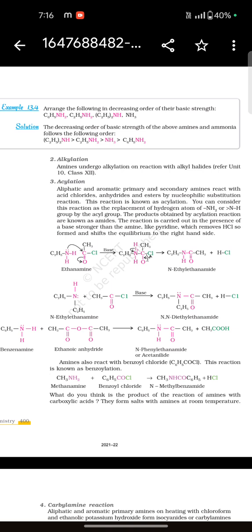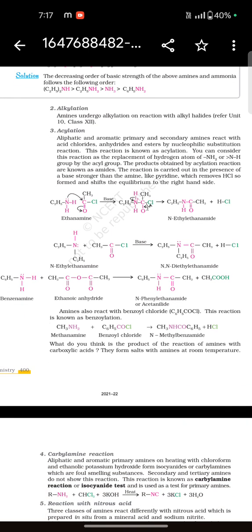The reaction is carried out in the presence of a base stronger than the amine, like pyridine, which removes the HCl so formed and shifts the equilibrium to the right hand side. Here ethanamide reacts in the presence of a base, gives out an intermediate, and then after further reactions it provides us an ethyl amide.